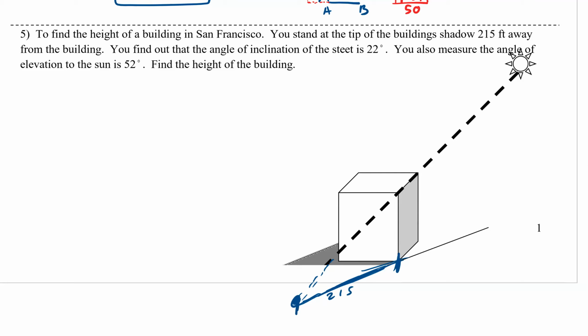And this street has, remember, everything is going to be with the horizontal when they give you angles. So the angle of inclination of the street is 22 degrees. And the elevation of the sun has to be with the horizontal, is 52 degrees. So using that, you know that what we're left with here has to be 30 degrees, because 30 plus 22 equals 52. And so why am I using that?